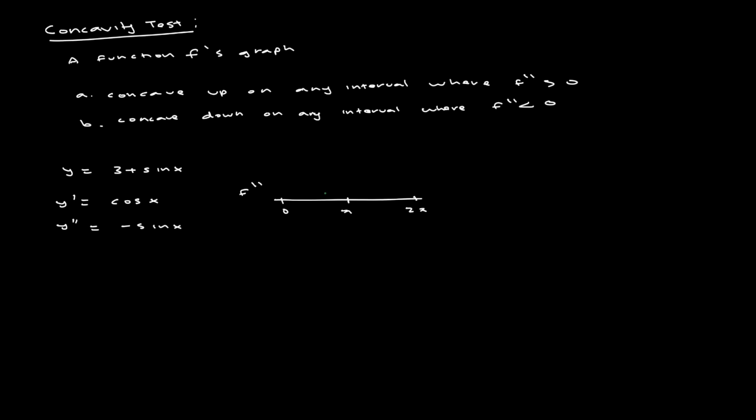And now let's look at what the sign of f double prime looks like in between those intervals, right? So between 0 and pi, negative sine x is negative, and then similarly between pi and 2 pi, negative sine x is positive, right? So we're saying that on any interval of 0 to pi, and then on any interval 0 to pi plus 2 pi k, for any integer k, we are concave down.